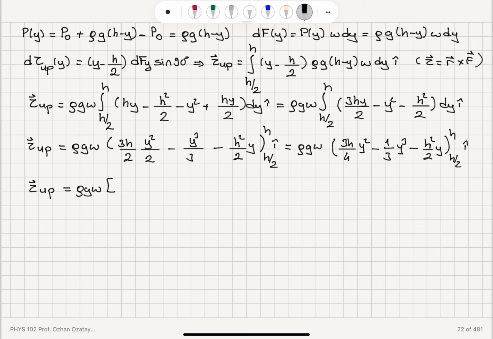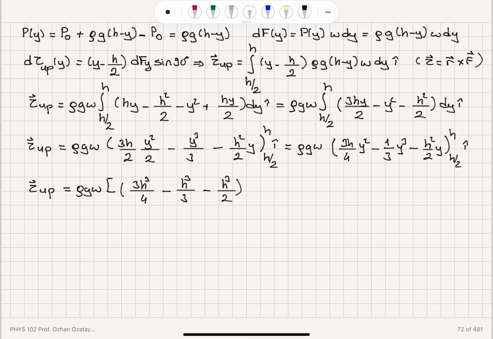So evaluated at h, I'm going to get an h squared here, so this will make it h cubed. So I will have 3h cubed over 4. And then for the minus 1 over 3 y cubed term, I will have minus h cubed over 3. And then the minus h squared over 2 y term becomes minus h cubed over 2. That's when it is evaluated at h, minus evaluated at h over 2.